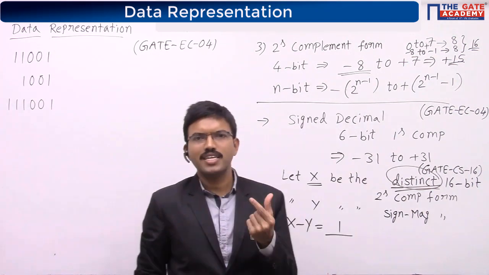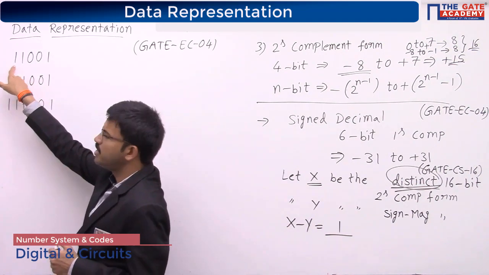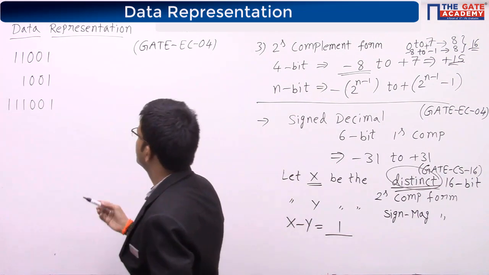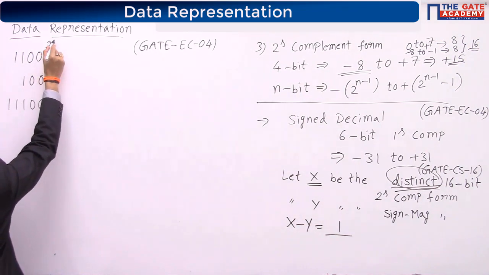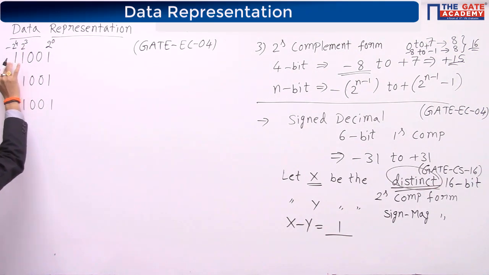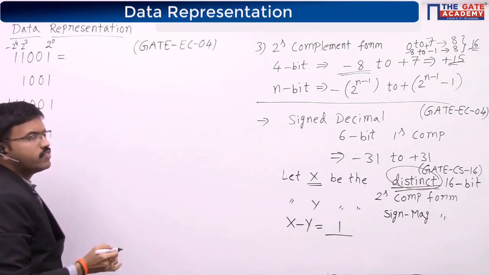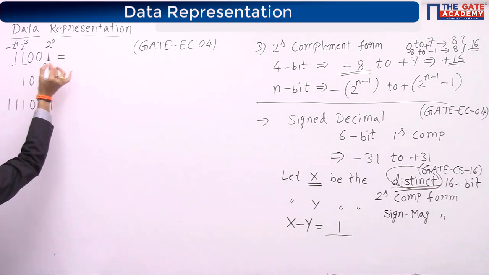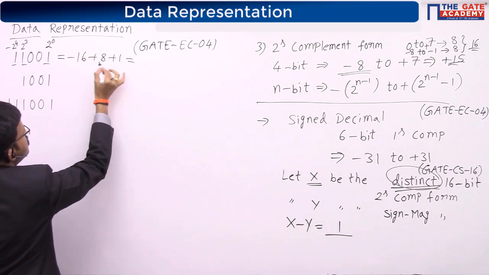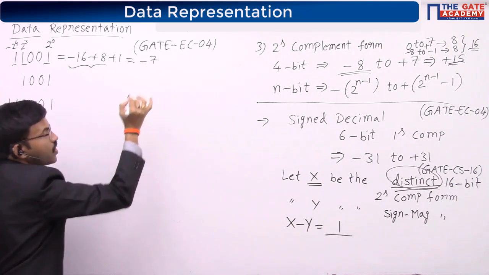See, whenever you have fewer bits, you can put the positional weights, and since the sign bit is 1, you can put minus in front of the corresponding positional weight. Suppose here 2 power 0, 2 power 1, 2 square, 2 cube, 2 power 4. Here the sign bit is 1, so I am placing a minus sign. Now add the corresponding positional weights wherever the bit value is 1. So minus 16 plus 8 plus 1. That is minus 16 plus 8 is minus 8. Minus 8 plus 1 is minus 7. So the answer is minus 7.